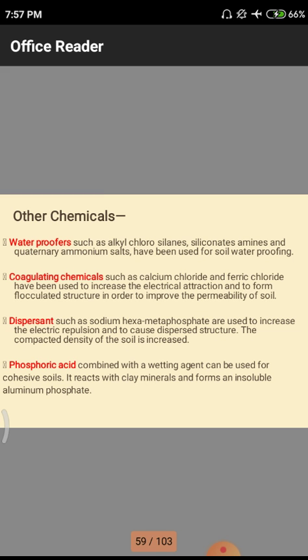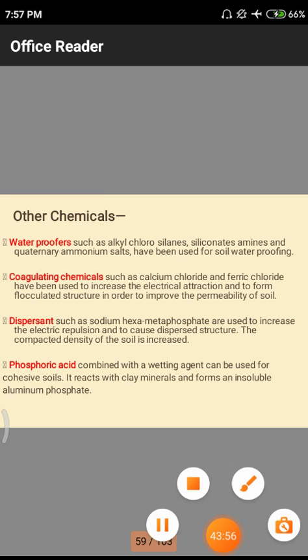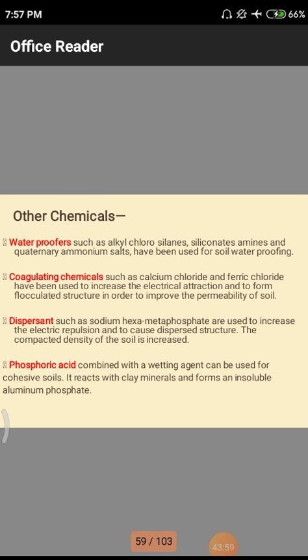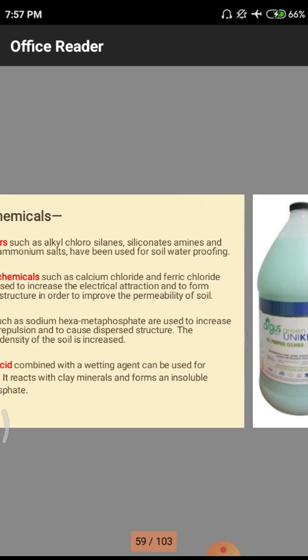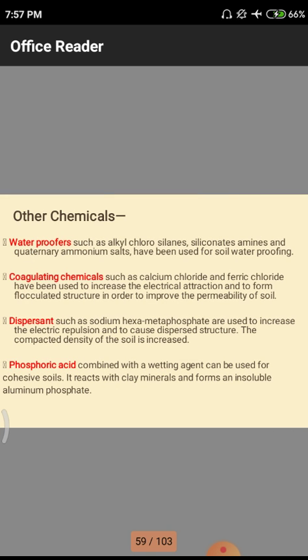Next one, coagulating chemicals such as calcium chloride and ferric chloride have been used as agents for electrical attraction and to form flocculated structure in order to improve the permeability of the soil. Next one, dispersion. Dispersants are normally used in paints, and phosphoric acid combined with water-repelling agents will cause cohesive soils. It reacts with the clay materials and forms insoluble aluminum phosphate. These are the four other chemicals we are using.